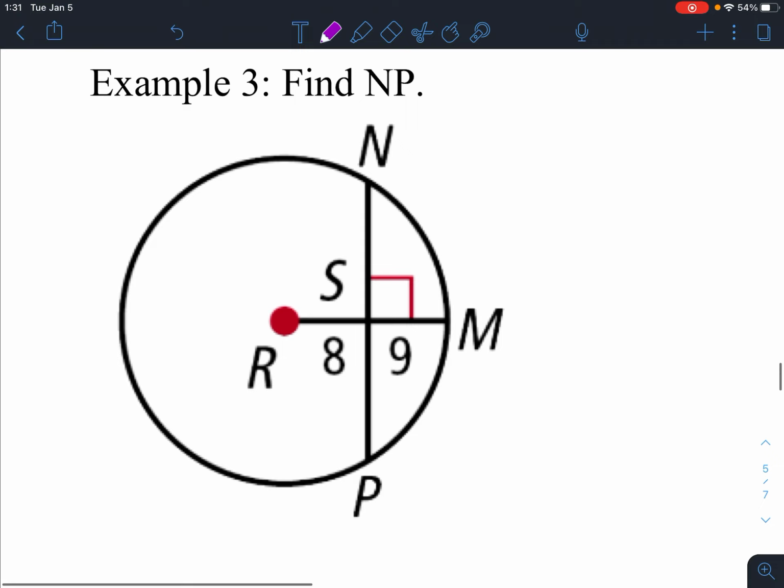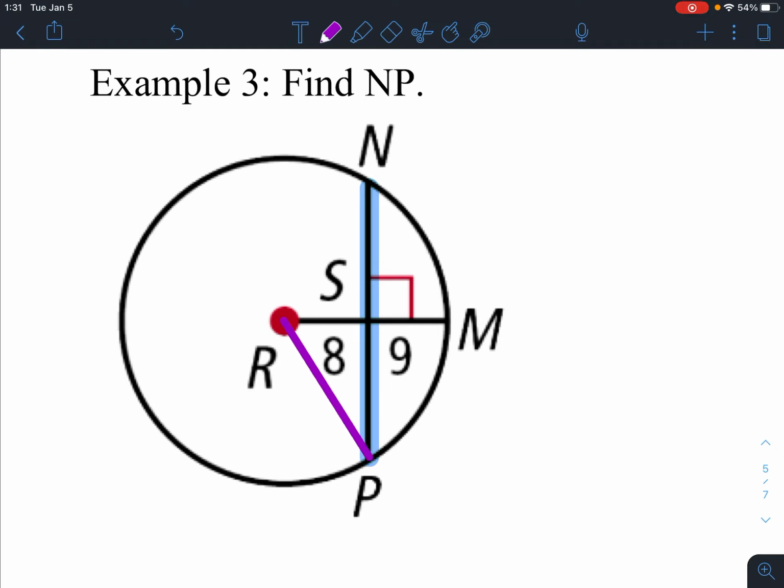It says find the measure of NP. So we're looking at this, we're trying to find that segment right there. Okay, ignore that for now. What we need to do is draw a right triangle in somewhere. So you have two options here. You can either draw a segment from R to N or from R to P. I'm going to do from R to P.